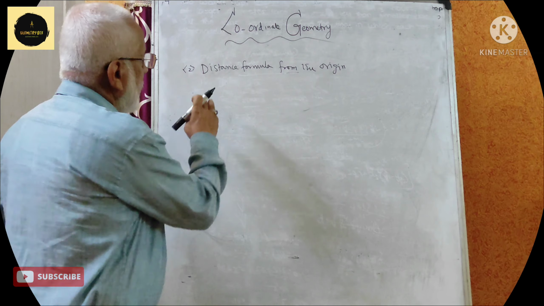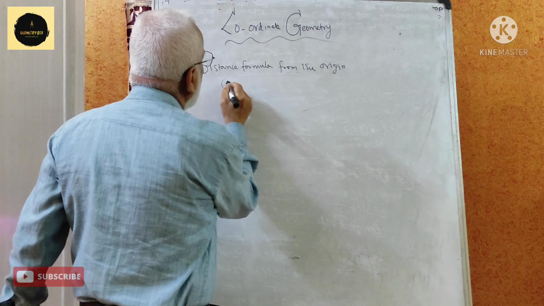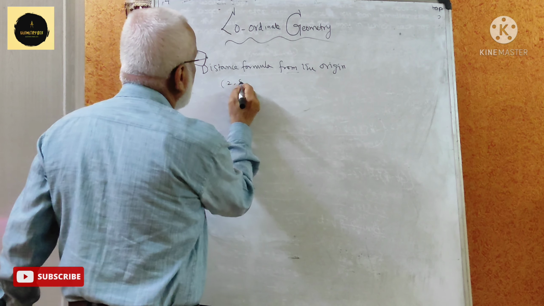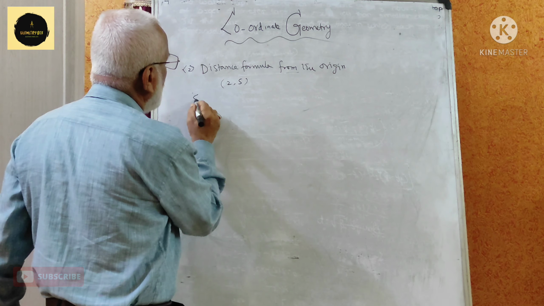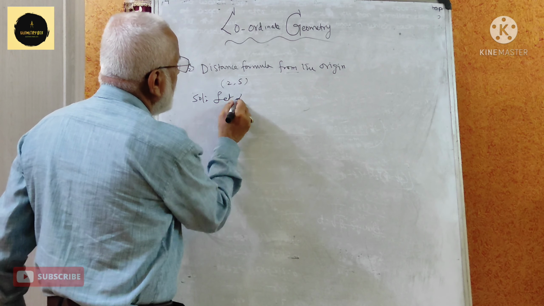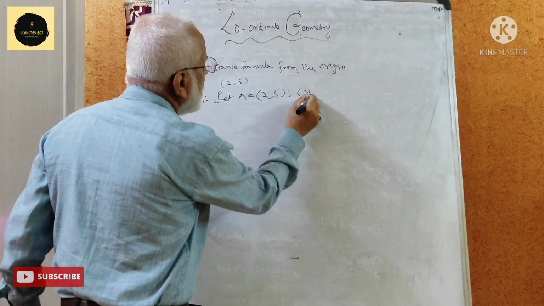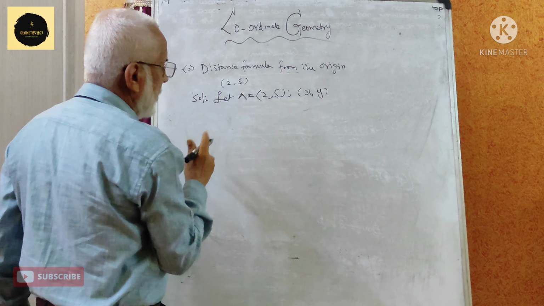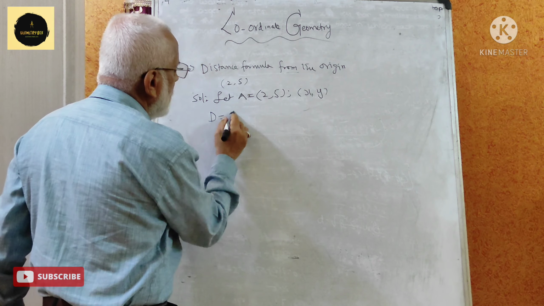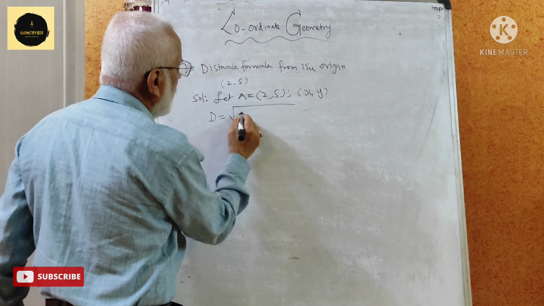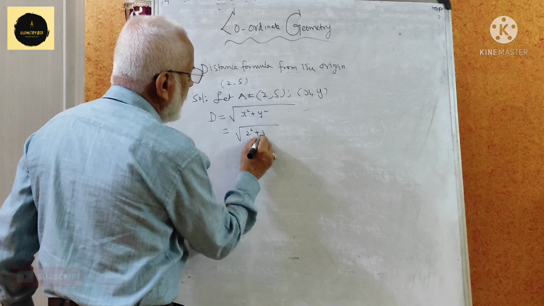Now the second one is the distance formula from the origin. For example, suppose the point (2, 5) from the origin, that means x and y. In the solution we have to write: let A be equal to (2, 5), that is x and y, where 2 is x and y is 5. So we know the formula: the distance from the origin is equal to the square root of x square plus y square. That means 2 square plus 5 square.